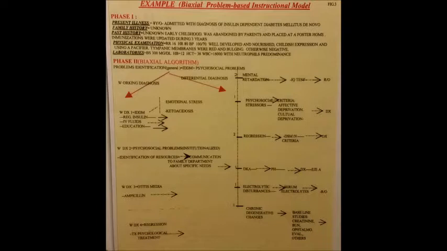An example of the biaxial problem-based instructional model. Phase 1. Analyze the following areas. Present illness. Example: 8 years old admitted with diagnosis of insulin-dependent diabetes mellitus de novo. Family history. Unknown. Past history. Unknown. Early childhood, was abandoned by parents and placed at a foster home. Immunizations were updated during 3 years.